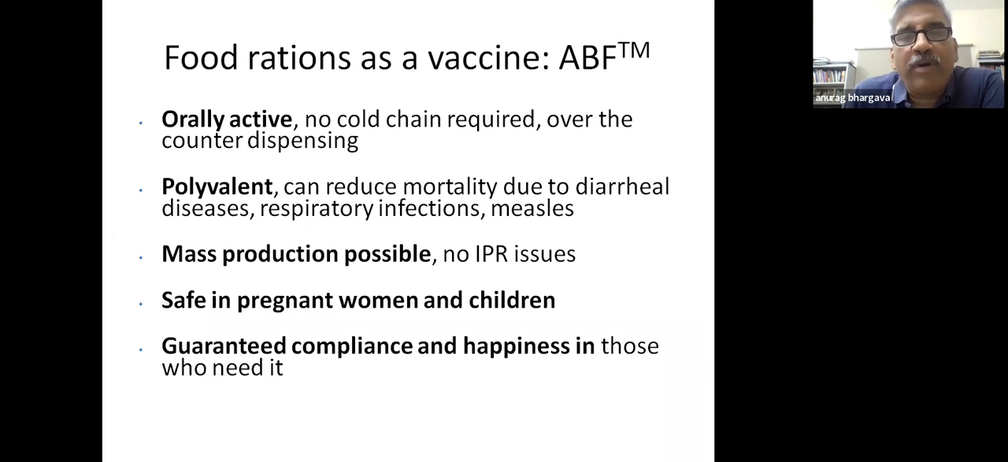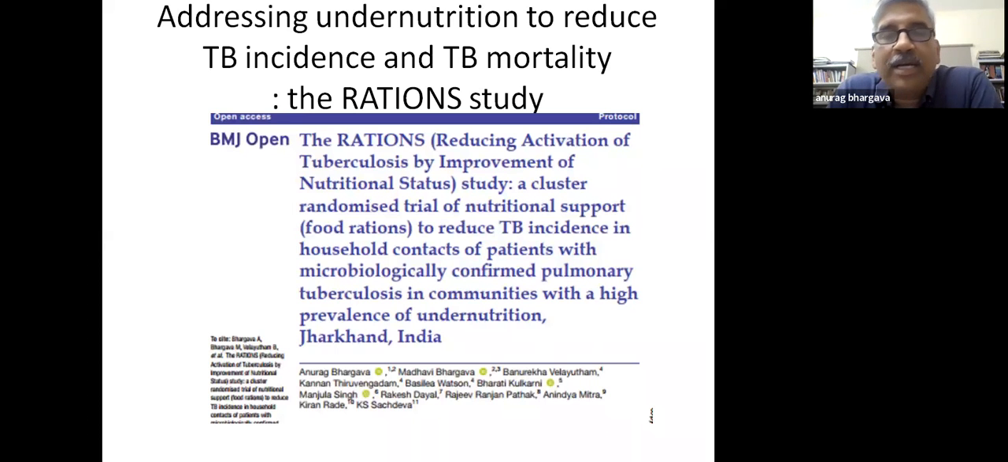So taking these things forward, this is a slide I've used earlier, but food rations in undernourished populations can act as a vaccine for TB, which has all these useful things which you would look for in a vaccine. Oral polyvalent vaccine without IPR issues and safe in women and children, and with guaranteed compliance. So finally, I would discuss the RATIONS study, which is currently testing this hypothesis, whether addressing undernutrition in communities with a high prevalence of undernutrition can reduce TB incidence.